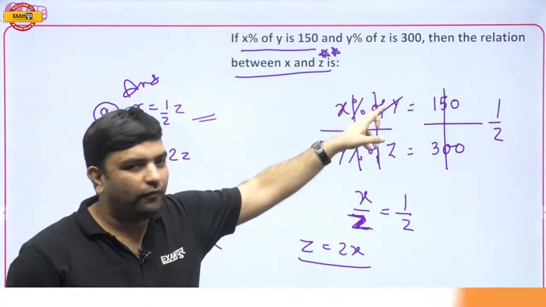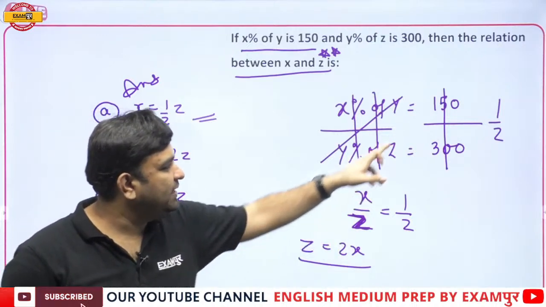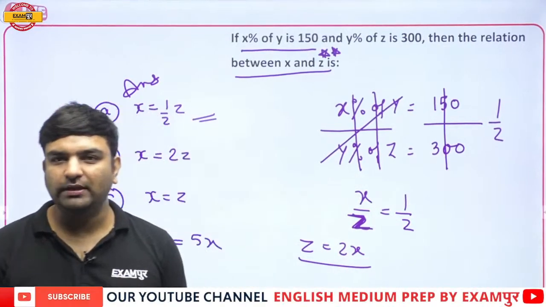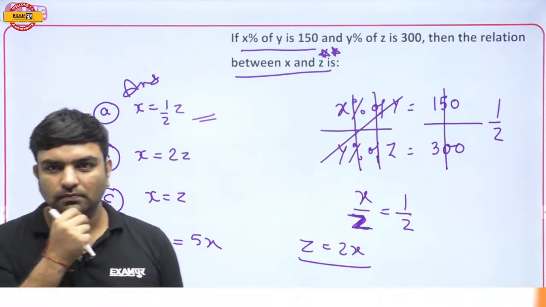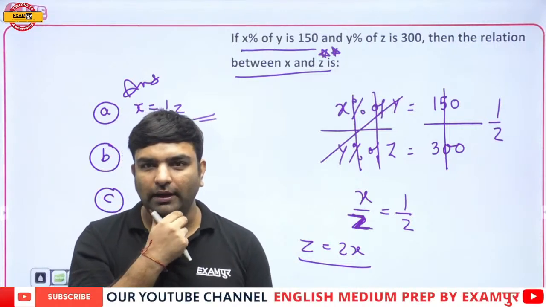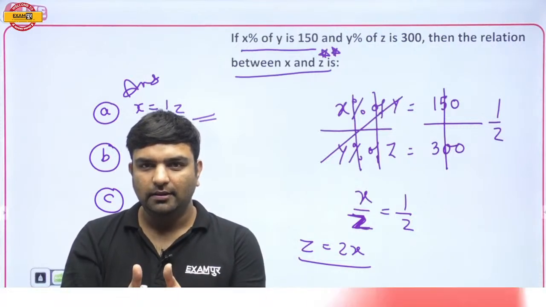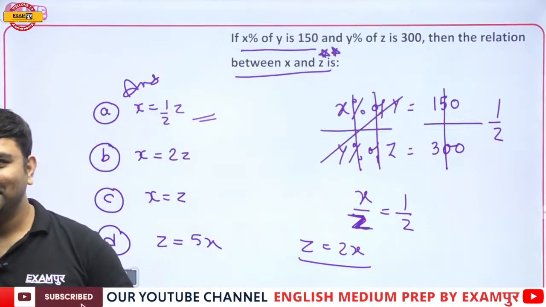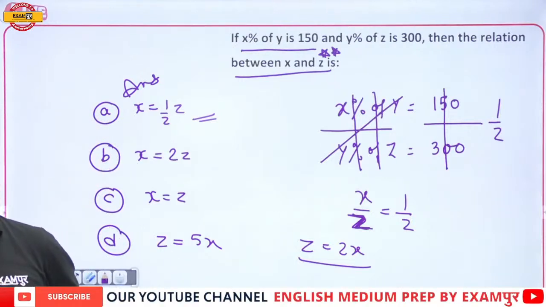Percentage, of will cancel out, Y will cancel out. Yeah, you were correct, Sarathi. So X upon Z is equal to 150 upon 300, which is 1 by 2. So Z is equal to 2X. Now clear to all? If it is clear, guys, you can let me know by your thumbs ups. Great.